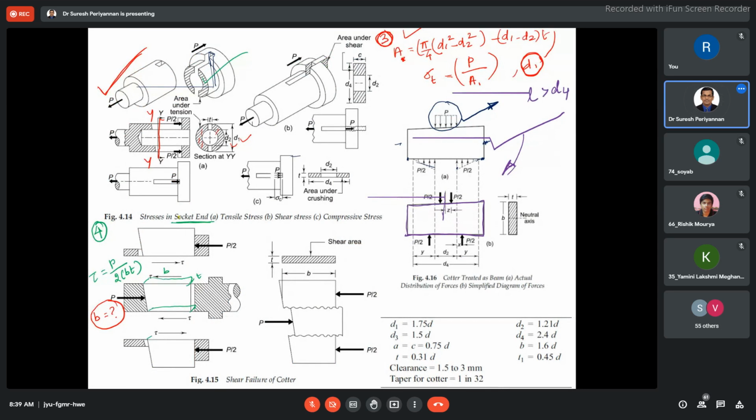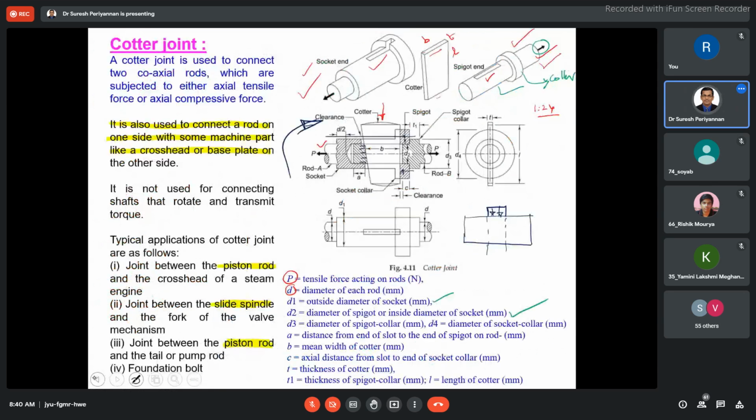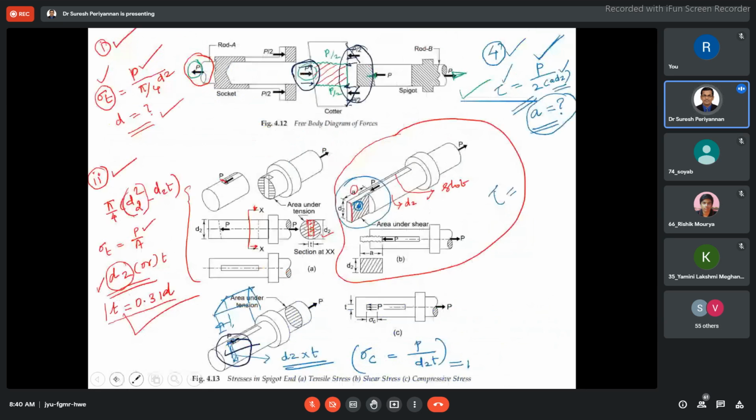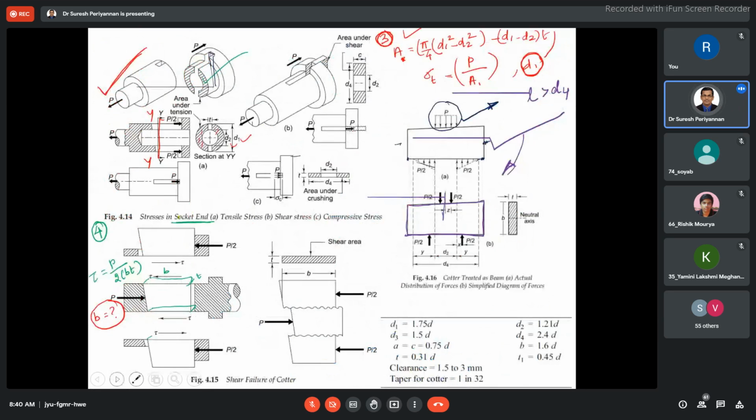One more time, I repeat here. Now turn this system to the vertical direction. This is the diameter D4. This is the diameter D2. This is the length of the quarter. The length of the quarter is greater than D4. Now come to here. This is the D2 dimension. D2 is nothing but the socket diameter. This is D4. D4 is the outer collar diameter of the socket.